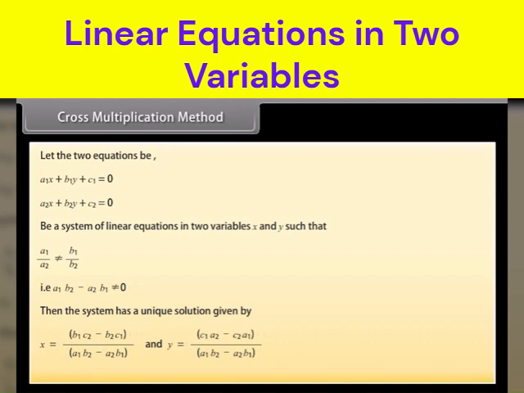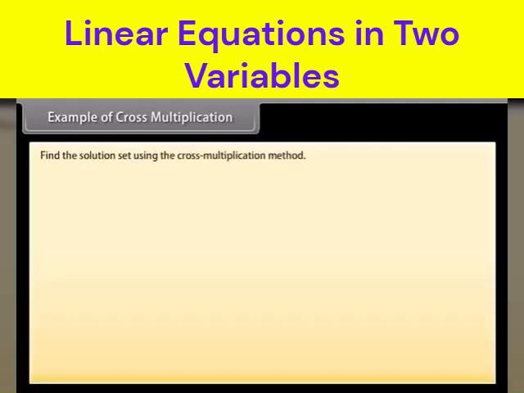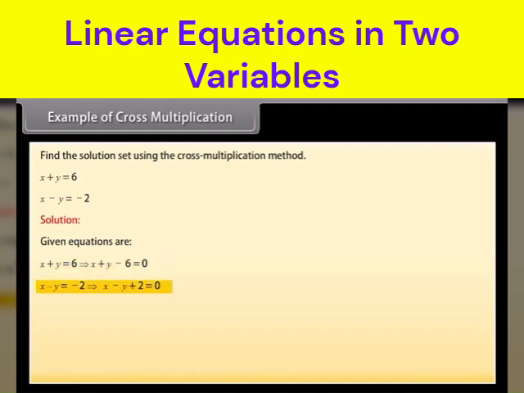Example of cross multiplication. Find the solution set using the cross multiplication method: x plus y is equal to 6 and x minus y is equal to minus 2. Solution. Given equations are x plus y is equal to 6, that is x plus y minus 6 is equal to 0, and x minus y is equal to minus 2, that is x minus y plus 2 is equal to 0. We can observe that a1 is equal to 1, b1 is equal to 1, c1 is equal to minus 6, a2 is equal to 1, b2 is equal to minus 1, c2 is equal to 2.